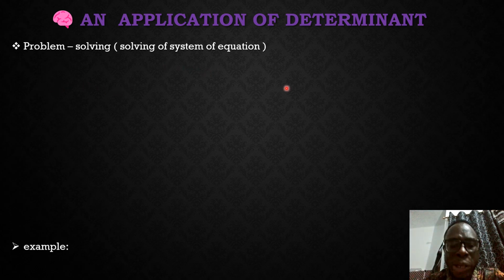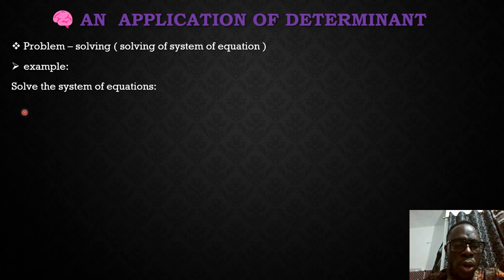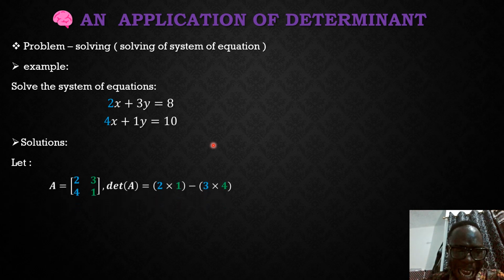Now, let's get to an application question on how we can apply determinant to solve a problem involving systems of equations. We are going to solve the system of equations 2x plus 3y equal to 8 and 4x plus y equal to 10. So how do we solve this problem? The solution will be to let A be equal to the matrix 2, 3, 4, 1.